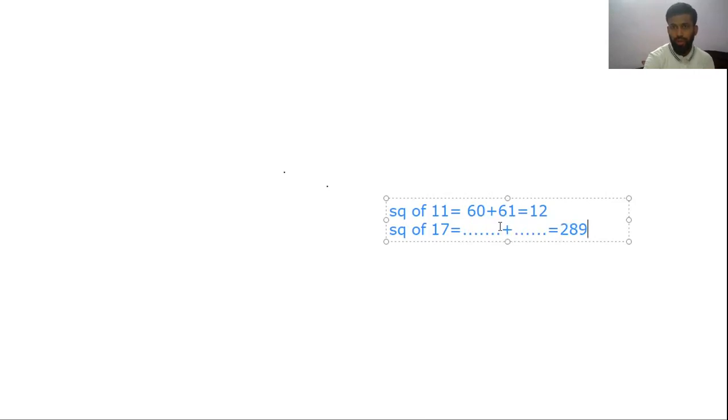The first number is going to be (n square minus 1) by 2, meaning (17 square minus 1) by 2. So 17 square is 289, minus 1 is 288, and 288 by 2 is 144. And the next is (n square plus 1) by 2: 289 plus 1 is 290, and 290 by 2 is 145. If you check, the square of 17 is 289, and the sum of 144 and 145 is also 289, such that 144 and 145 are consecutive numbers. And there is a trick.